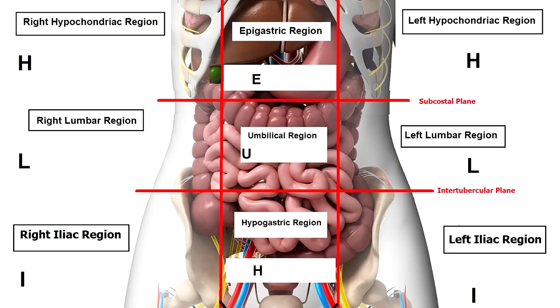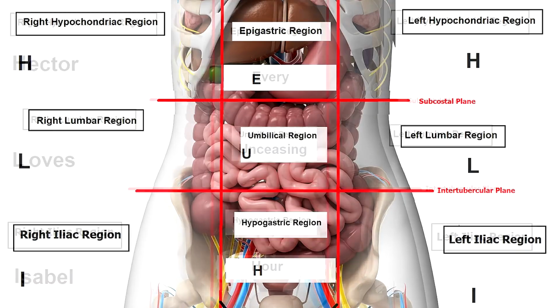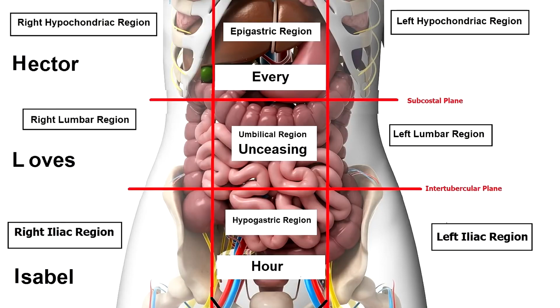Now, if you need a quick memory trick to keep these regions straight in your mind, remember that for either of the side columns, we have hypochondriac, then lumbar, then iliac. So we have an H, an L, and an I. And then in the middle region, we have epigastric, umbilical, and hypogastric. So we have an E, a U, and an H. And I just remember this sentence: Hector loves Isabel every unceasing hour. I love a good love story.